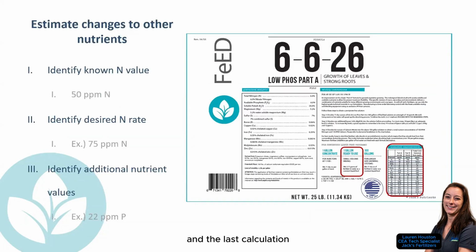And the last calculation we're going to go through is estimating the changes to other nutrients. Say, for example, that in the last calculation, we converted 50 parts per million nitrogen, increasing that mixing rate to hit 75 parts per million nitrogen.